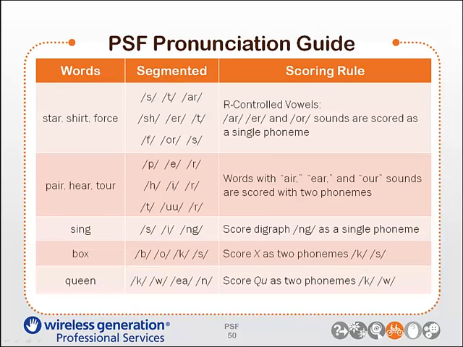This is a PSF pronunciation guide just to give you an indicator of how they look at scoring rules. You can see that the R-controlled vowels are counted as one sound, and you can continue down this chart to see how they count the sounds. Like for example, X is counted as 2 phonemes as opposed to just 1.